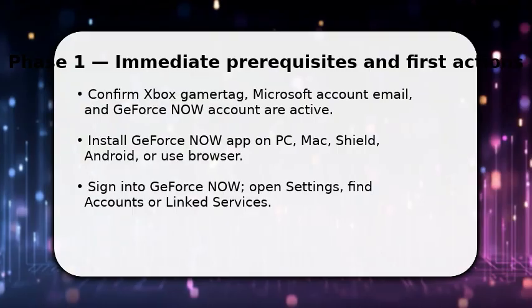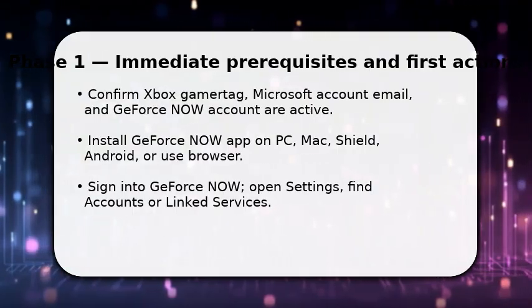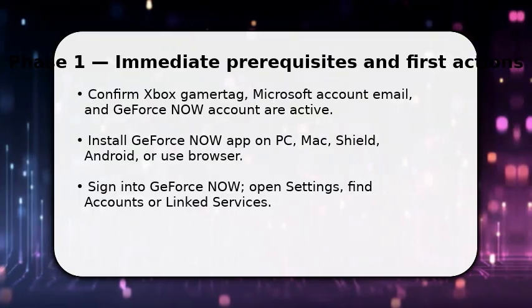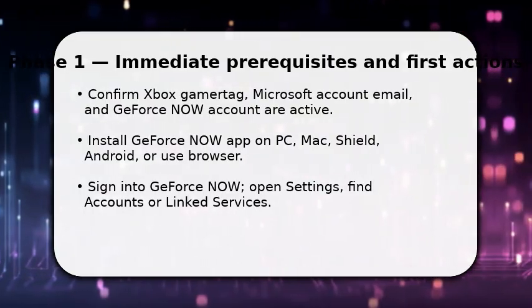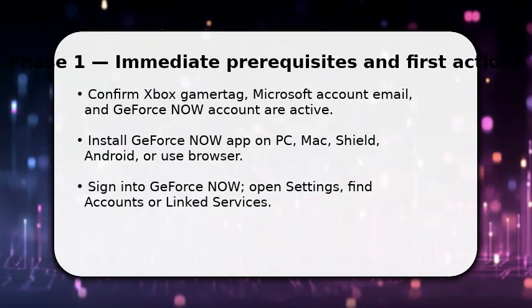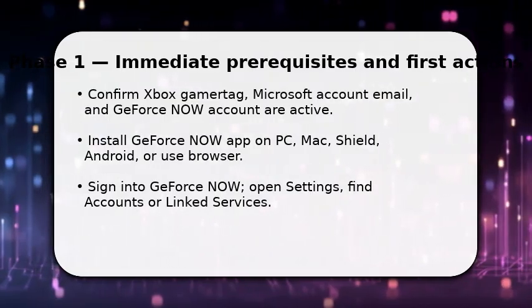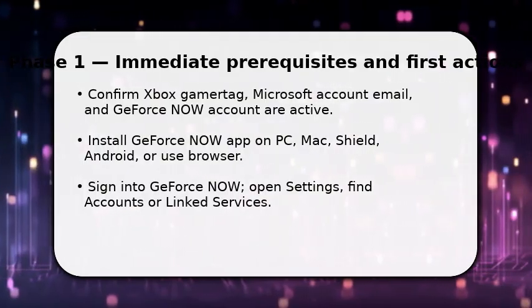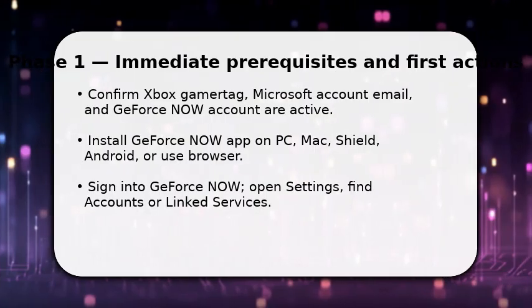You will begin by ensuring you have two active accounts, your Microsoft/Xbox account and your GeForce Now account. Sign into GeForce Now. Make sure the app is updated. Once signed in, open the app settings and go straight to linked services or accounts to start pairing. Do this before launching any games so the permissions prompt appears.